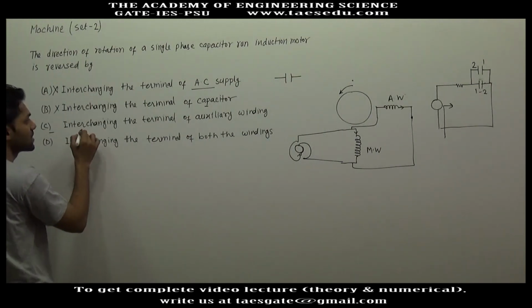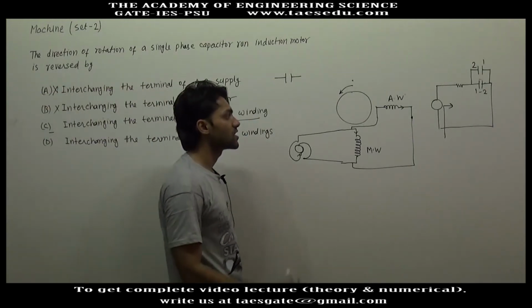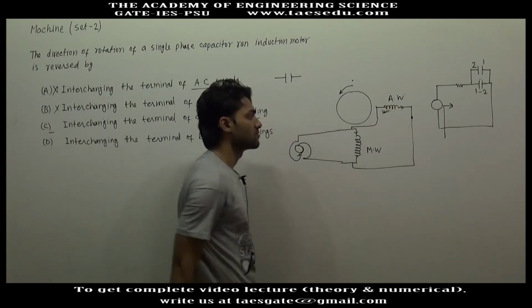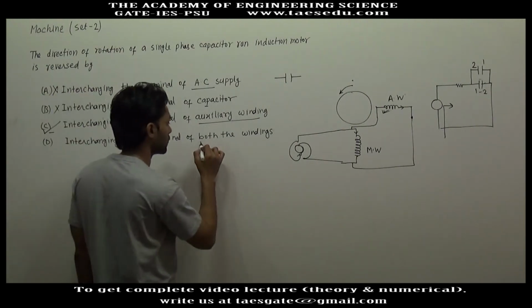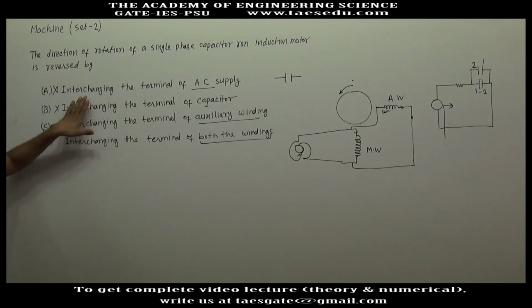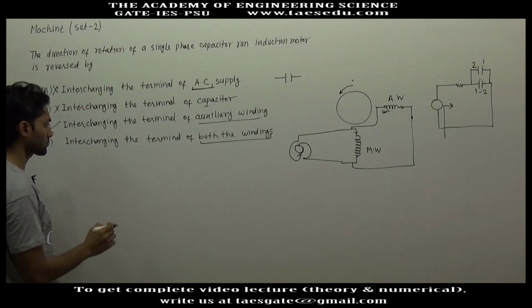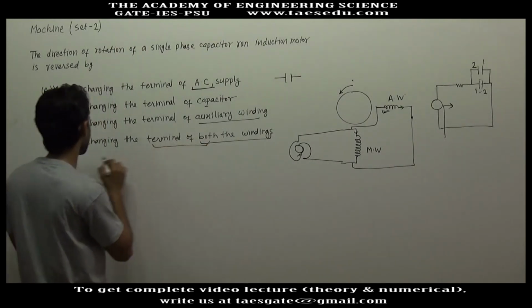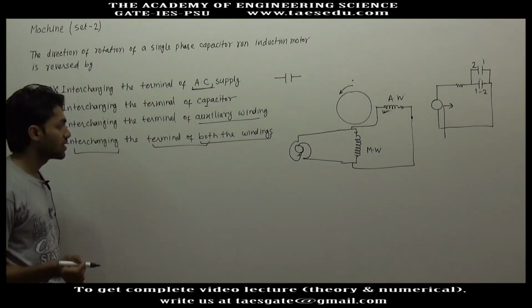Option C says interchanging the terminal of auxiliary winding. It means you are interchanging the terminal of only one winding. So in this way, the direction of rotation can be reversed. This option is correct. Interchanging the terminal of both the windings, the meaning of this statement is the same as the statement in option 1. If you interchange the terminal of AC supply, the terminal of both the windings will be interchanged, and in this case the direction of rotation will not be reversed.